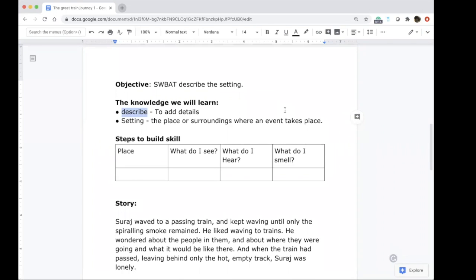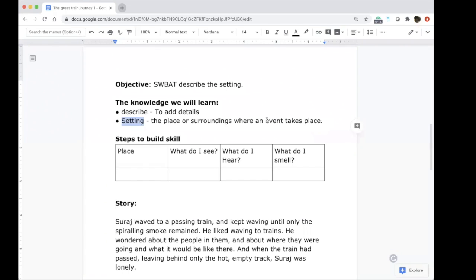Yes, the next one is setting. We also need to understand the word setting. Setting means the place or surroundings where an event is taking place. Okay. Setting means a place or a surrounding where an event is taking place. For example, I can say that the classroom is a setting.